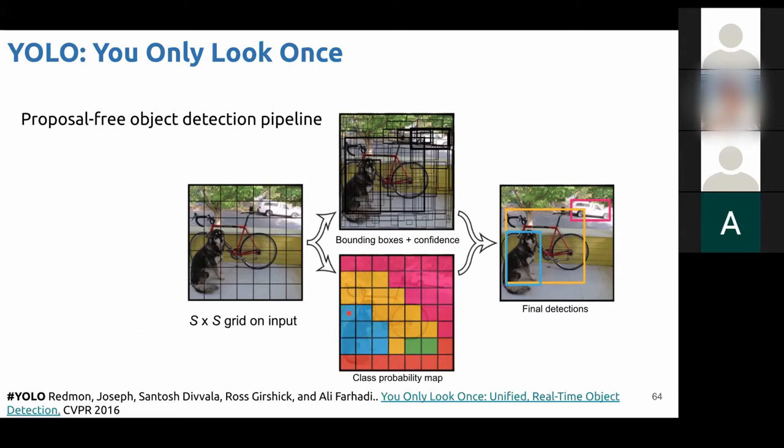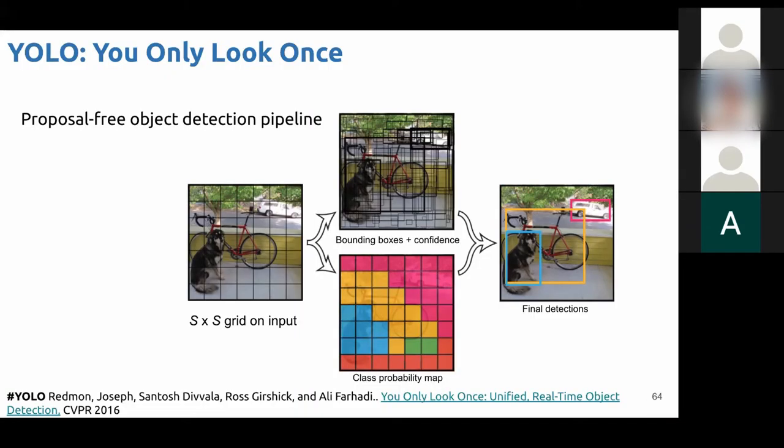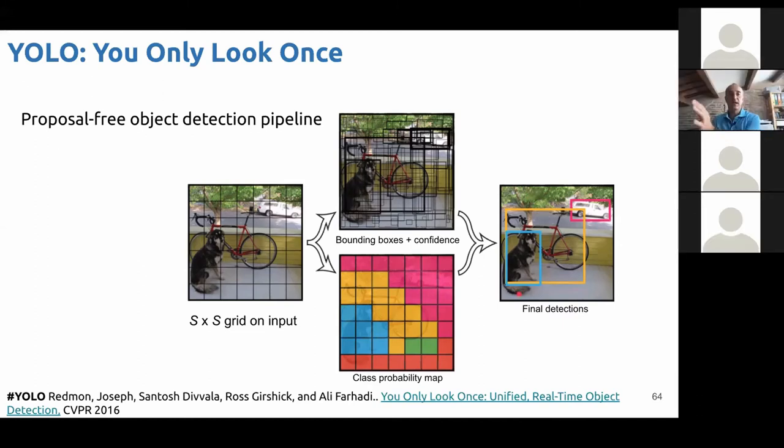When you have these two predictions, when you know the bounding box, its confidence, and also whether there was an object centered in each of the cells, which would be the class, there's a kind of post-processing that combines everything and provides the final detections. But the nice thing is that producing the bounding boxes, confidence and the class probability map is done in a single forward pass through the network. How do they do that?